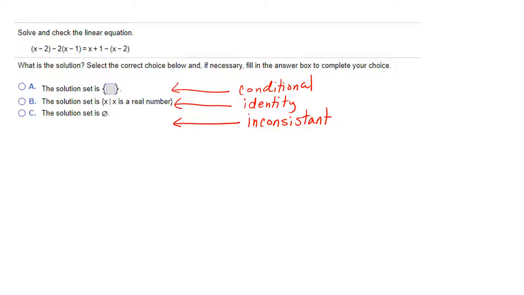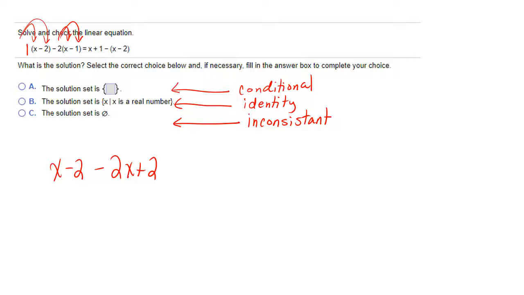Now, let's go ahead and solve this particular equation. Notice we have parentheses, so I will need to use the distributive property. There's an understood 1 in front of the first parentheses. So 1 times x and 1 times negative 2 would give me x minus 2. Negative 2 times x and negative 2 times negative 1 gives me negative 2x plus 2.